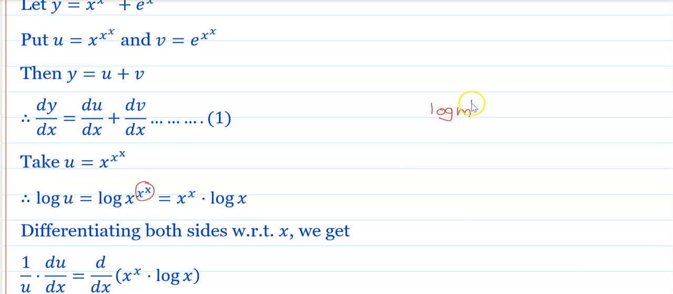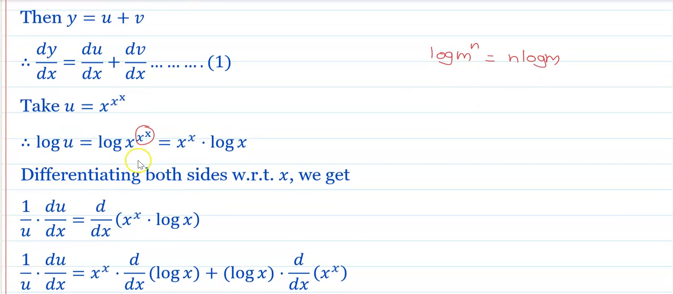Log of m raised to n is equal to n times log of m. Using this rule, we get log u equals x raised to x into log x. Now differentiate this with respect to x. Derivative of log of u is 1 upon u into du by dx, which equals d/dx of x raised to x into log x.